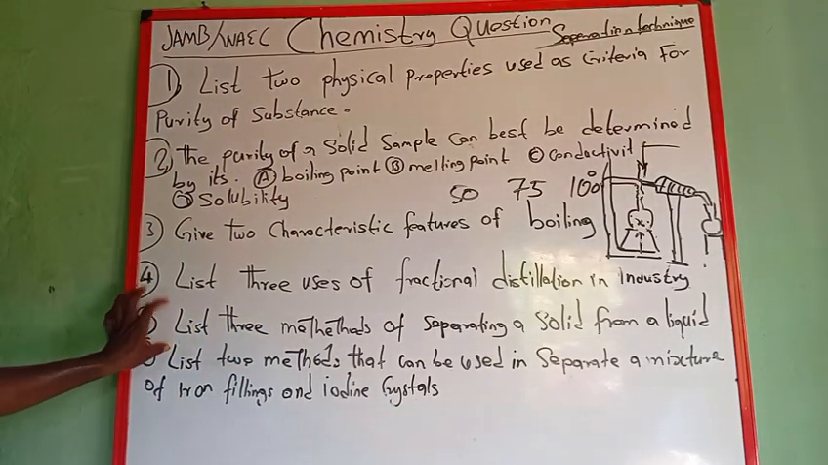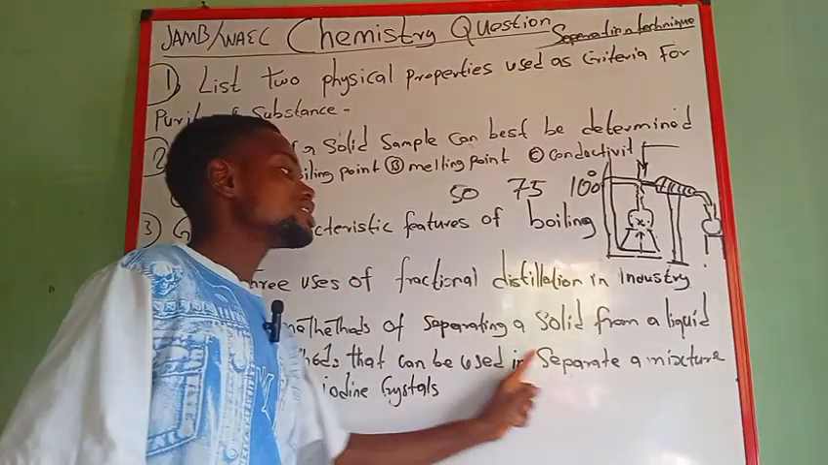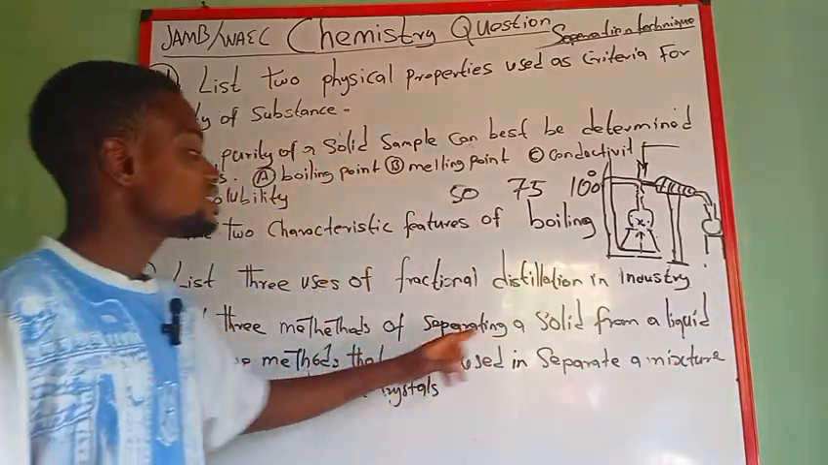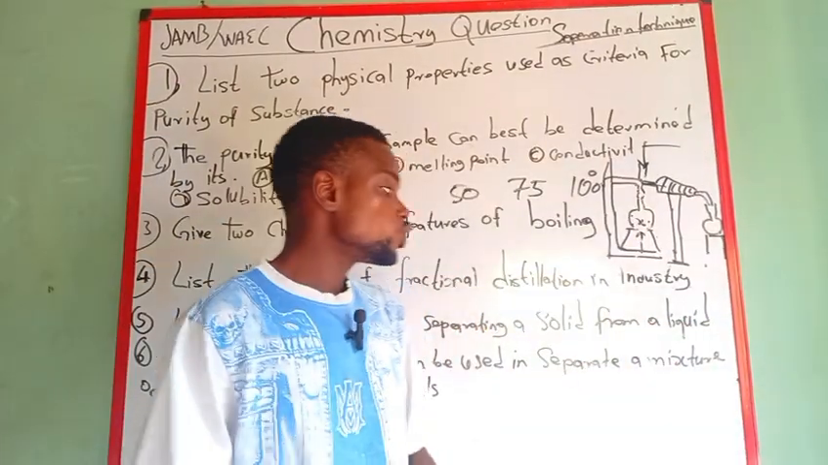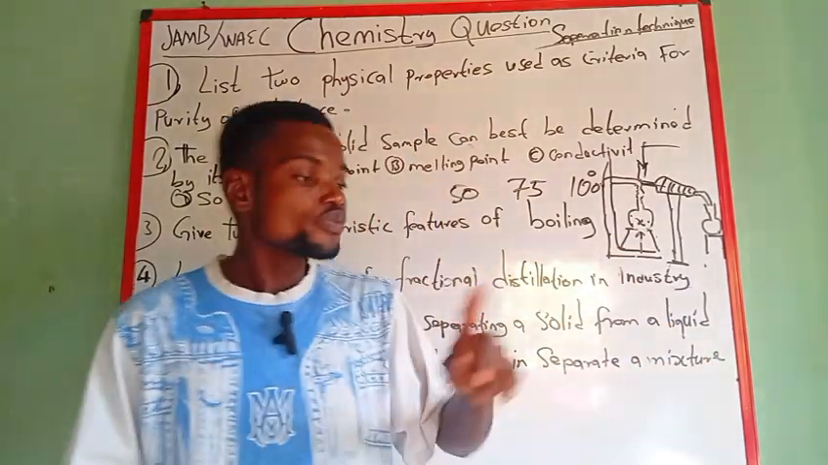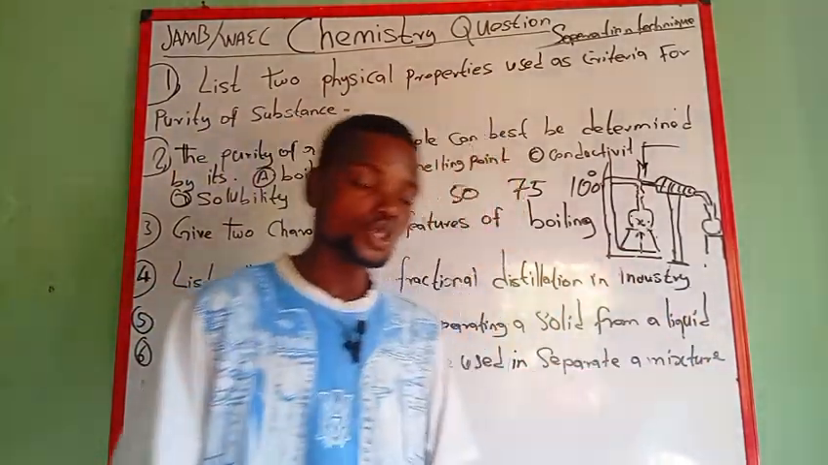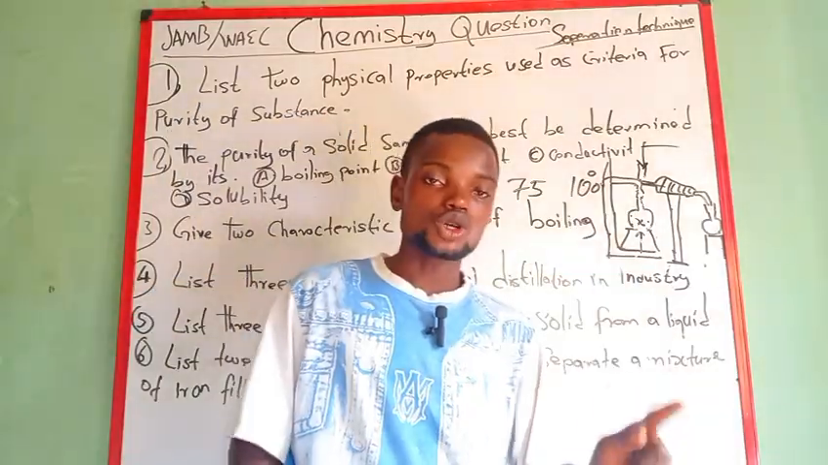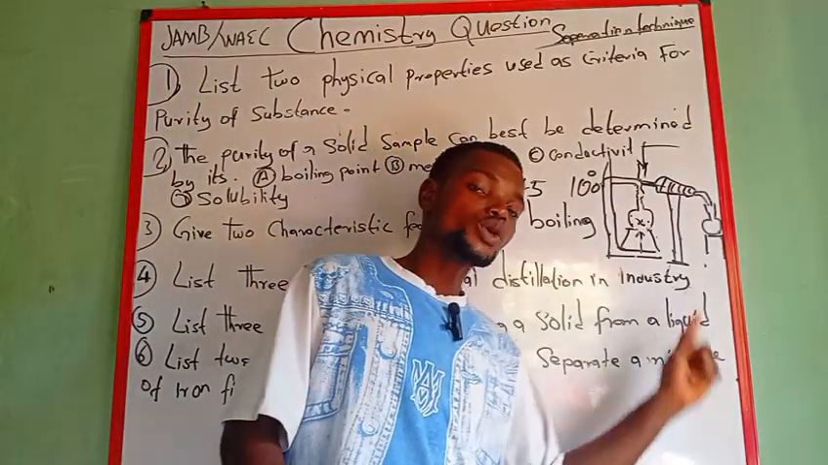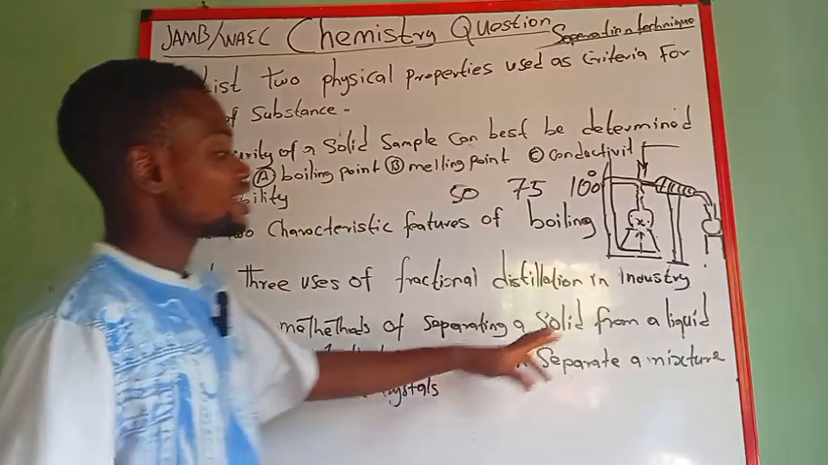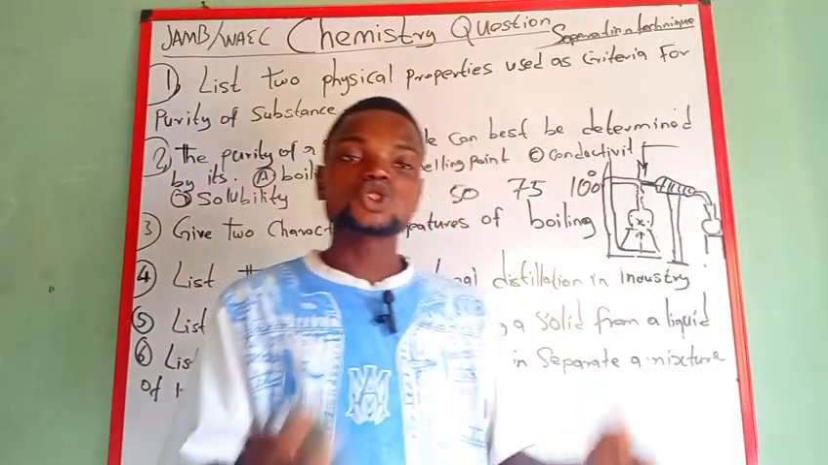The fifth one says, list three methods of separating a solid from a liquid. Mind you, we have solid-liquid mixture, solid-solid mixture, liquid-liquid mixture, and colored mixture, which you can say is a liquid-colored mixture. Now, how can we separate this? How can we separate a solid from a liquid? There are so many ways.